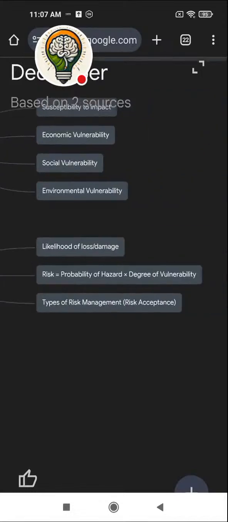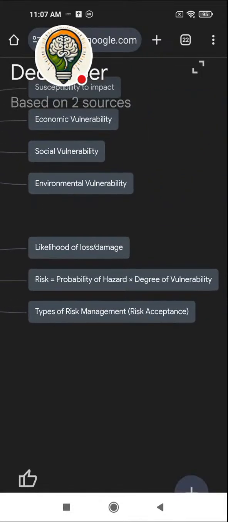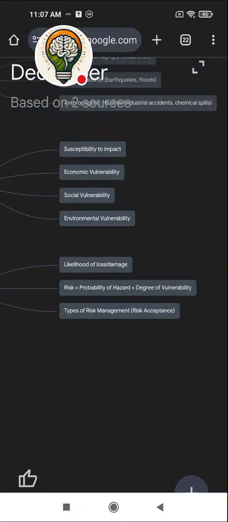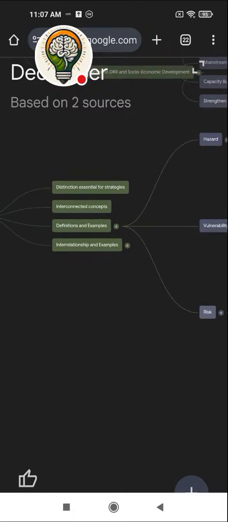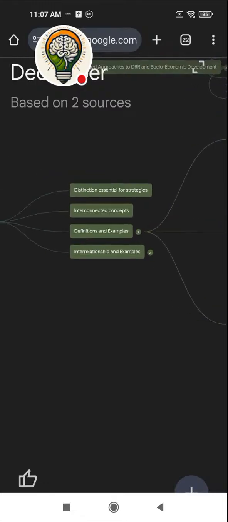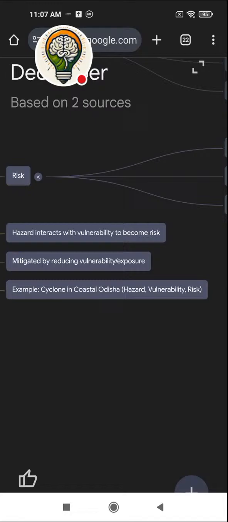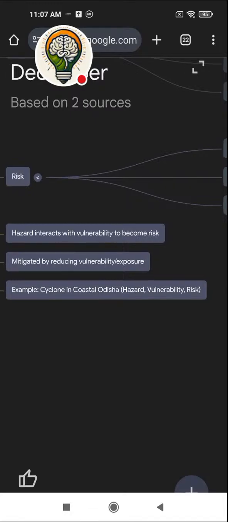So the risk is the likelihood of loss or damage, and risk is probability of hazard into degree of vulnerability. So type of risk management is risk acceptance. Then the interrelation, with example. So hazard interact with vulnerability to become risk, and mitigate by reducing vulnerability and exposure. So cyclone in coastal Odisha, hazard. So hazard into vulnerability is equal to risk.